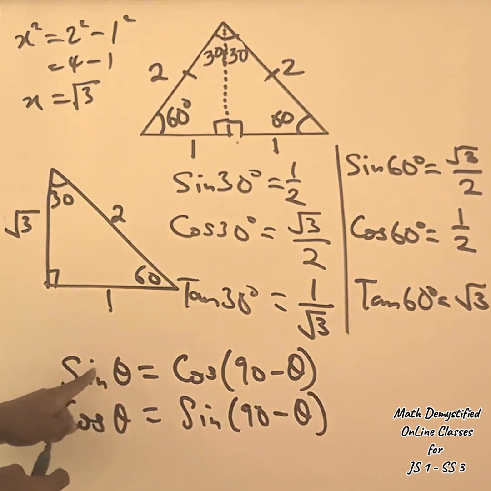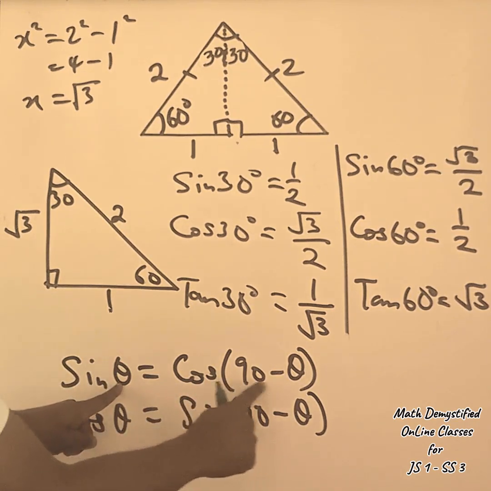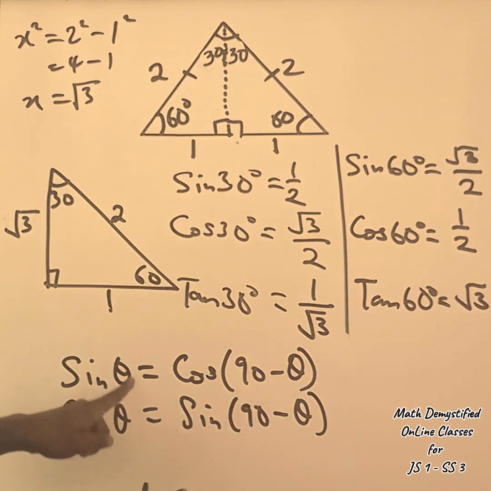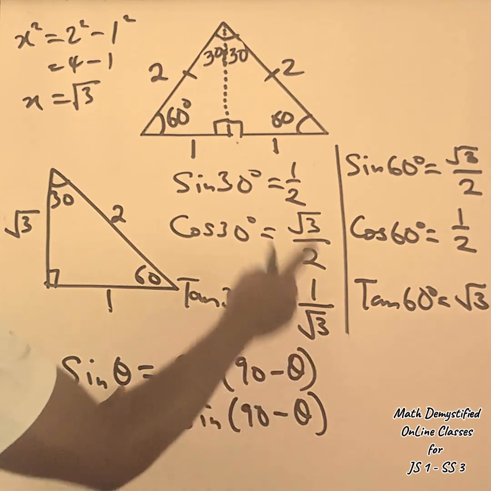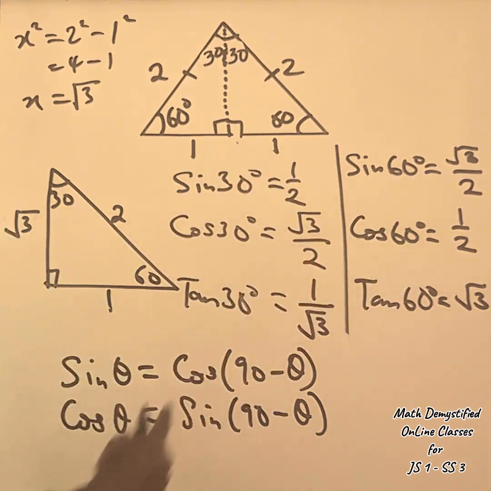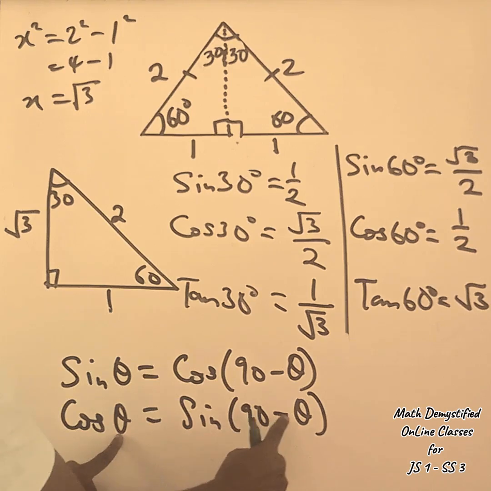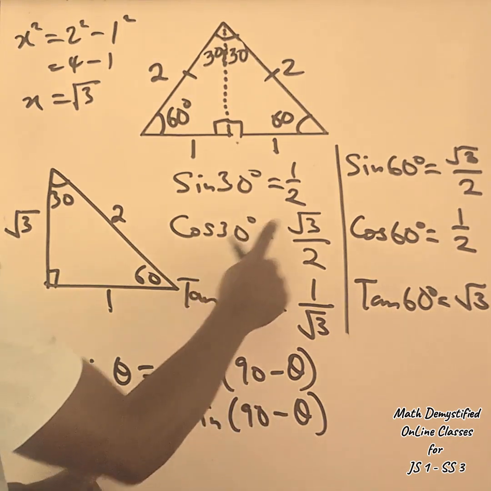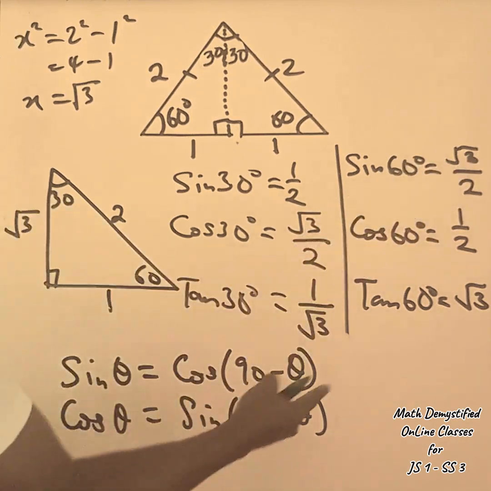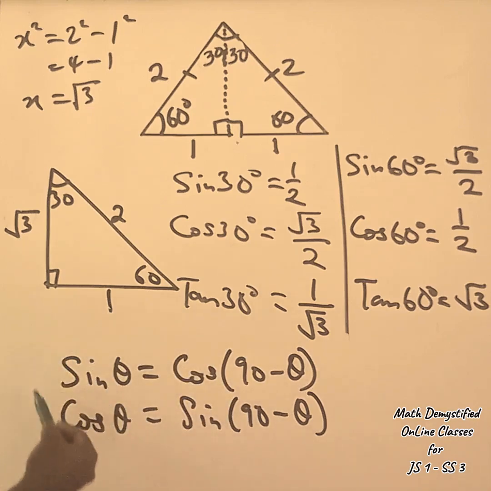So check it, sine 30, 90 minus 30 is 60. So sine 30 is cos 60, and cos 30 should be sine of 90 minus 30, which is sine 60. So cos 30 should be sine 60. You can see the value. So I will explain more of this and take some examples in the next video.